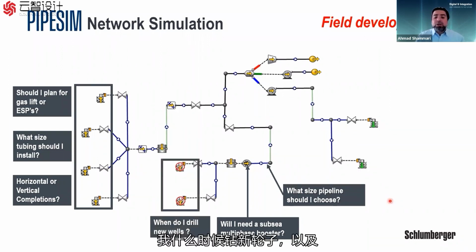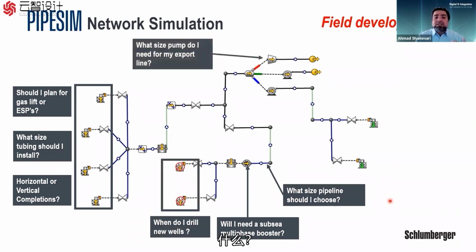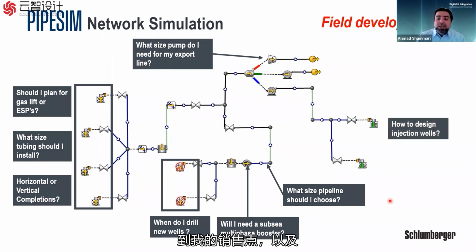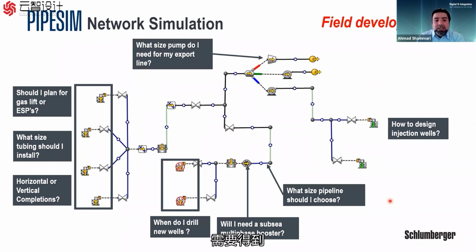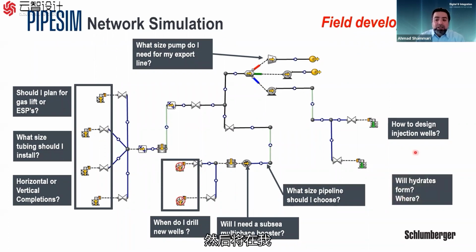When do I drill new wells, okay? And what size of surface pump should I use in order to export, let's say, the gas or the oil to my sales point? And how can I design the injection wells if I take the separated water and then re-inject it for pressure maintenance? As you can see here, all these questions need to be answered when you are doing the field development, and then will hydrate form, etc., etc.